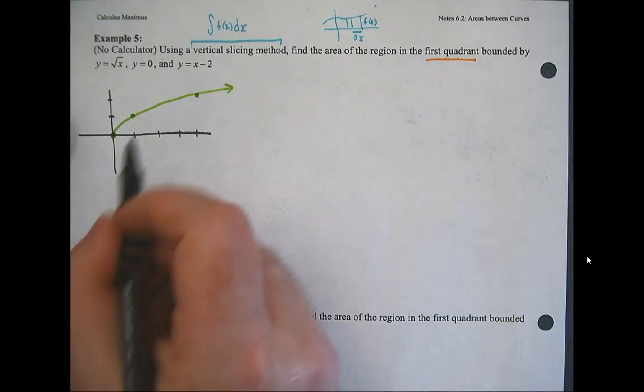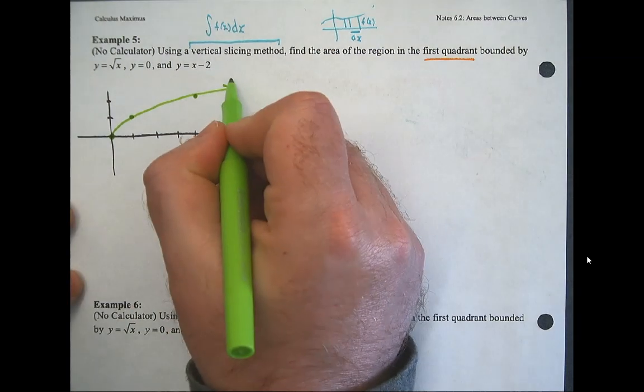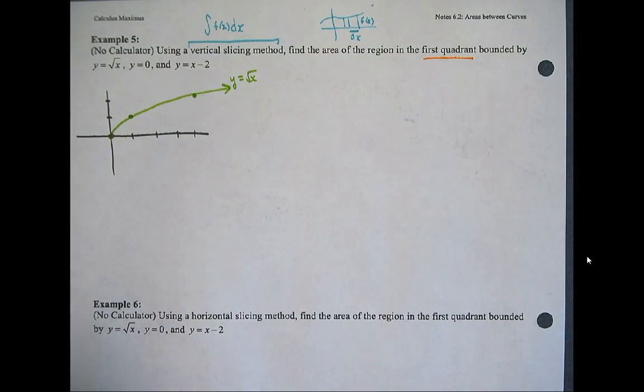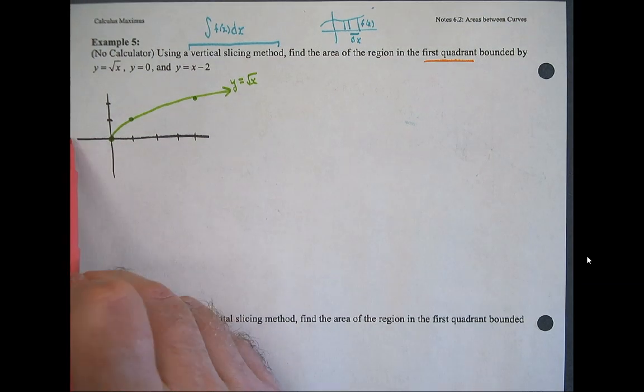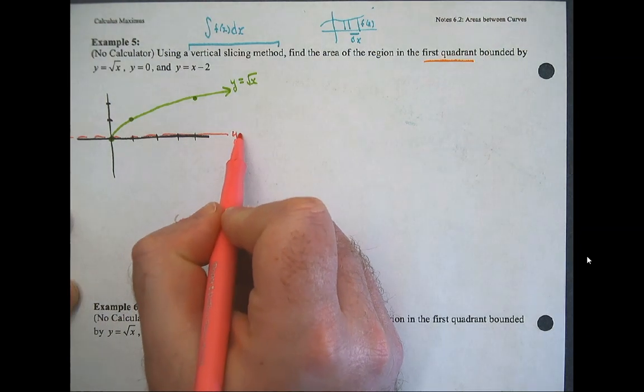Then I want to graph y equals 0. That's easy. Well, why did they even write y equals 0 in there? I guess that's the whole idea of the first quadrant. They've kind of restricted us to the first quadrant. I guess I'll draw that in there too, just so we can see it. This is y equals 0.